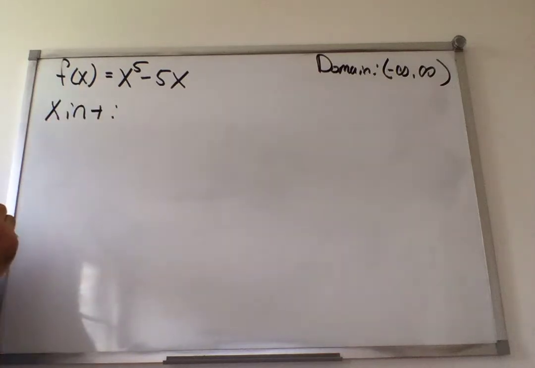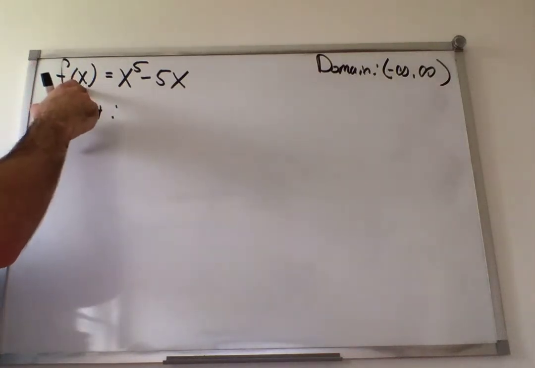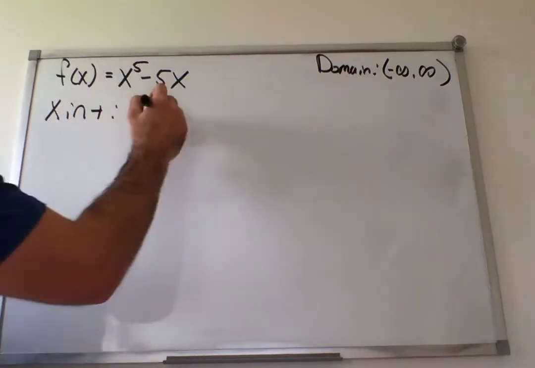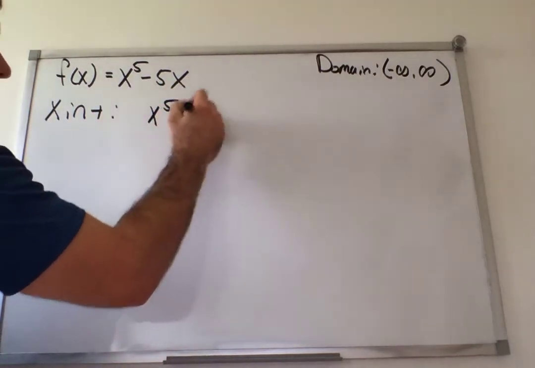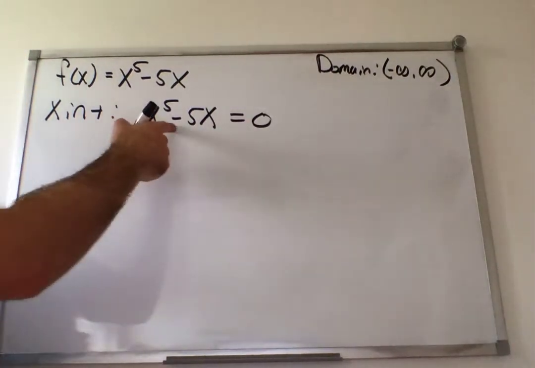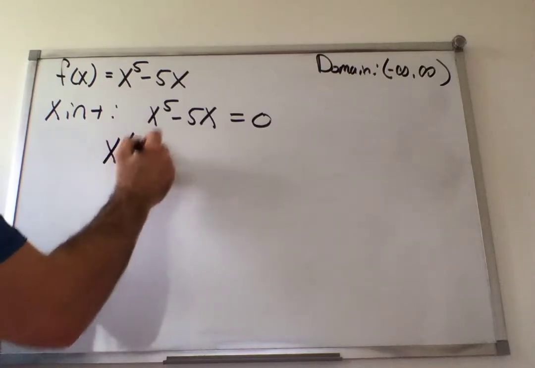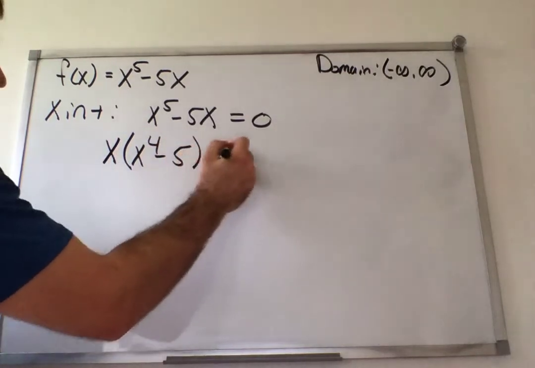So for the x-intercepts, we plug in 0 for f of x and solve for x. So x to the fifth minus 5x equals 0. Well, now we just got to factor this. I could take out an x. I get x times x to the fourth minus 5 equals 0.